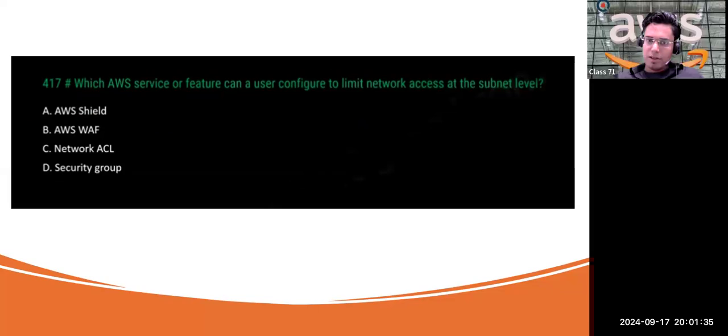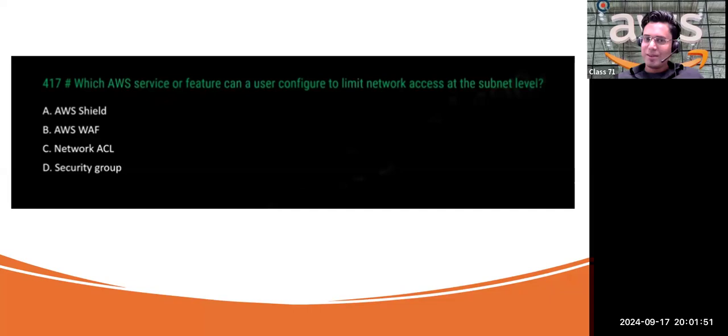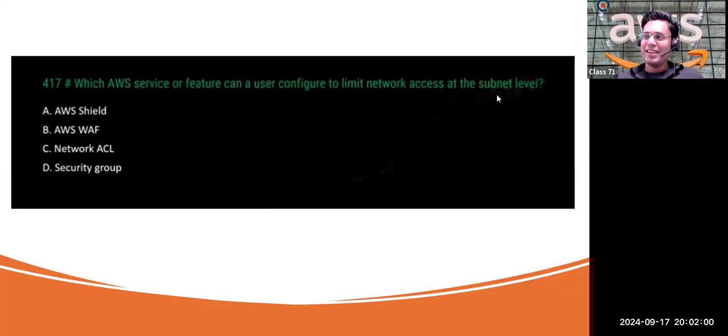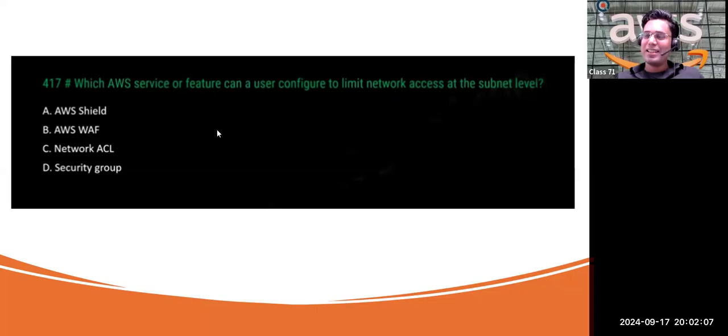So what do you think? I explained many times. It's security group. Why did we say subnet? That's a level, subnet level. That's NACL. It says subnet level. Limit network access at subnet level.